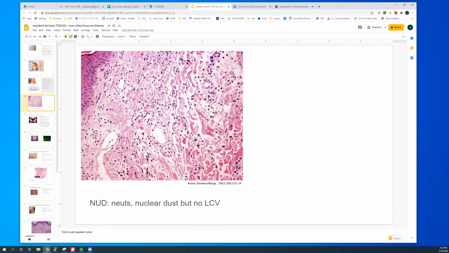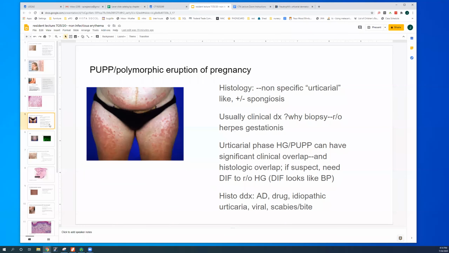I just wanted to mention that because it's a pretty cool new entity. In the urticarial category in the liver, they also talk about PUPPP, or pruritic urticarial papules of pregnancy. A lot of people are moving to this polymorphic eruption of pregnancy term now, but I think it's kind of hard to get rid of this cool acronym, PUPPP.